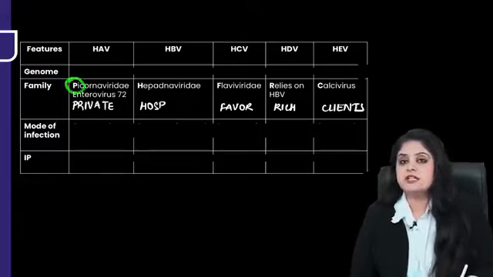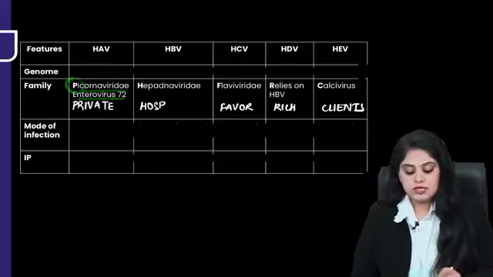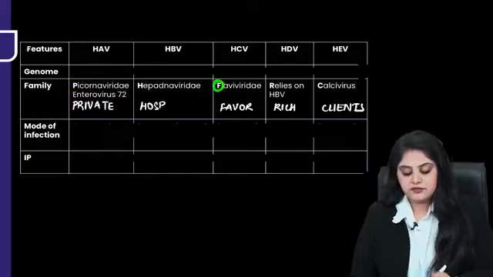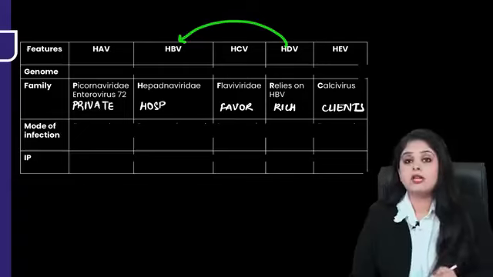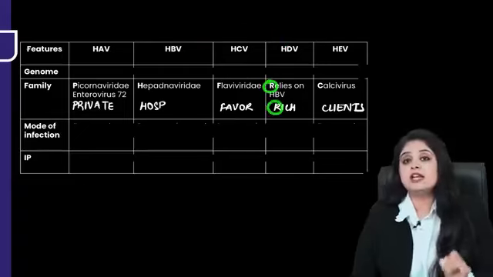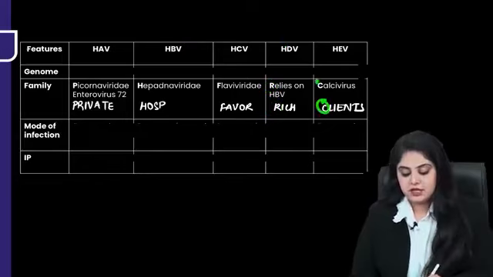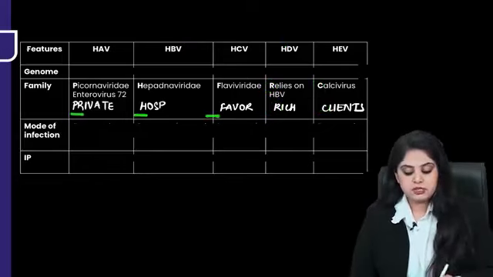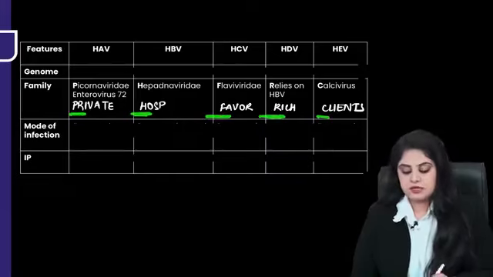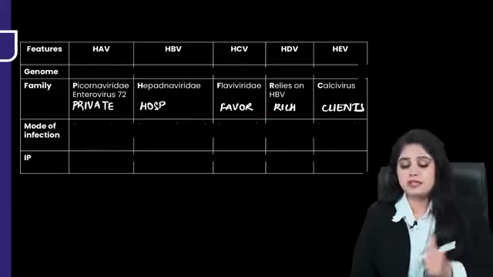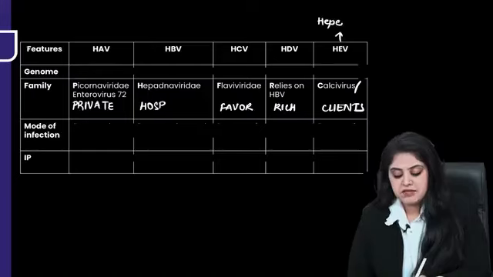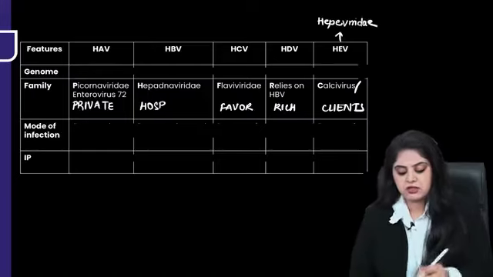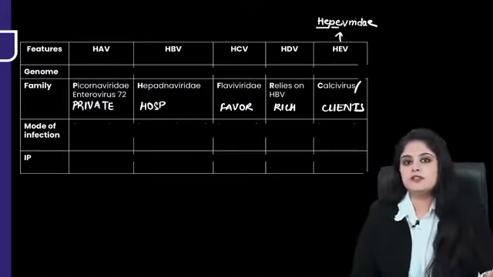P for Picornaviridae, which includes the enterovirus 72. Then we have Hepadnaviridae. Then there is Flaviviridae. Hepatitis D is something that is always going to depend on hepatitis B. So for R, I have learned it relies on hepatitis B. And C for Caliciviridae. So repeating, private hospitals favor rich clients: Picornaviridae, Hepadnaviridae, Flaviviridae, relying on hepatitis B, and Caliciviridae. In fact, now there's an update which says that hepatitis E is probably not Caliciviridae, but Hepeviridae, which is a separate family that is coming across, so easy to learn: Hep E, so Hepeviridae family.